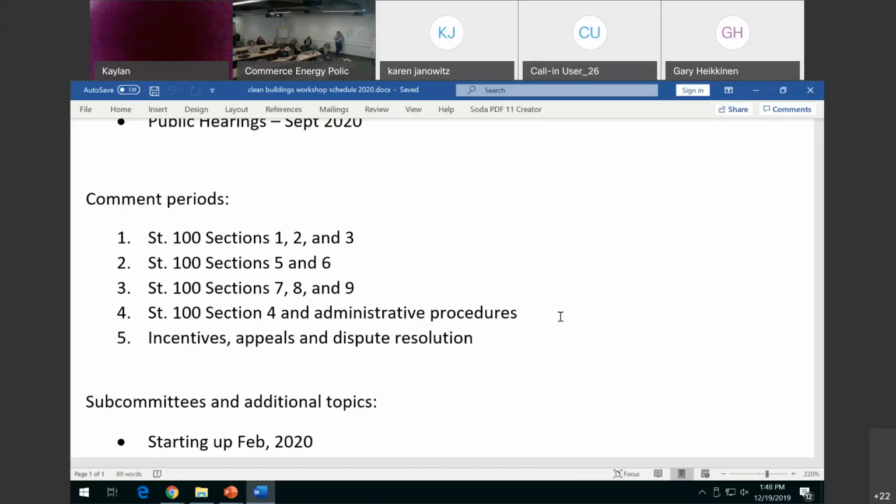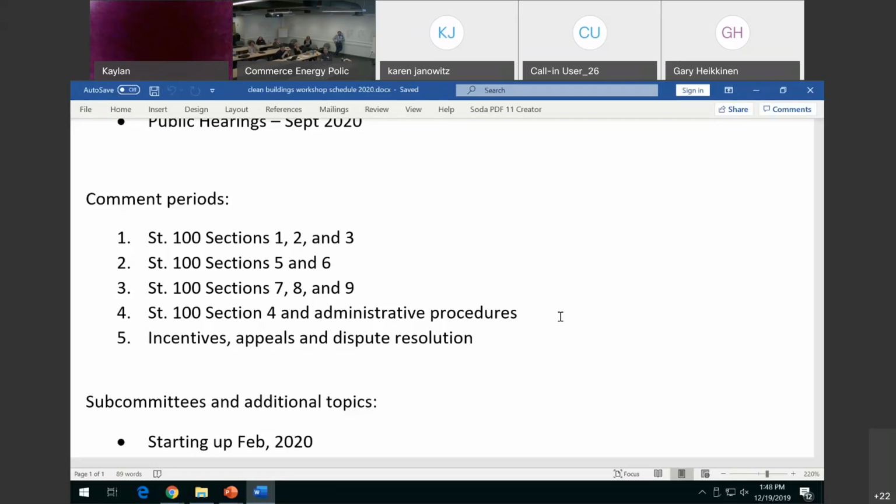We're going to give you about 2 weeks to review that, chew on it, and come then to a subsequent workshop to talk more about it. And then you'll have 2 weeks after that workshop to submit formal comments, okay? So that's kind of how the cadence is going to go. Comment periods will be, again, by topic grouping, and you'll have about a month to review language before you need to submit final comments.